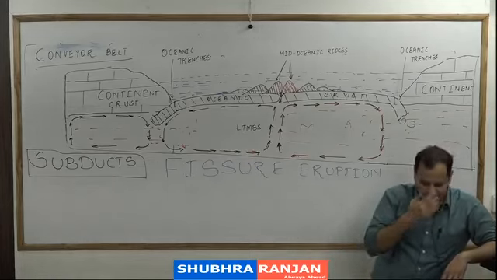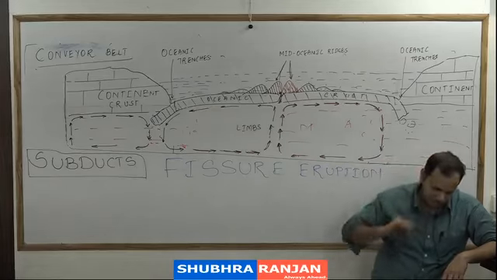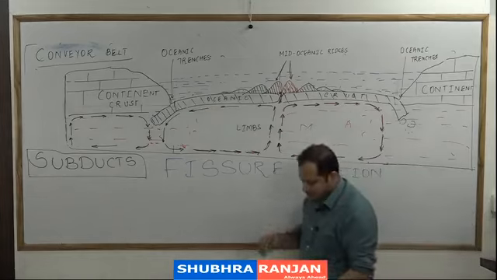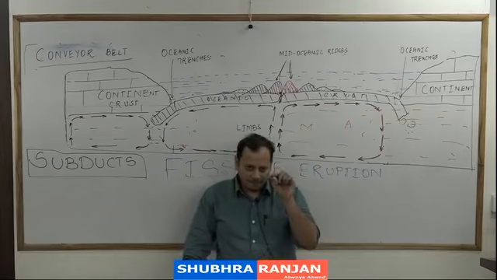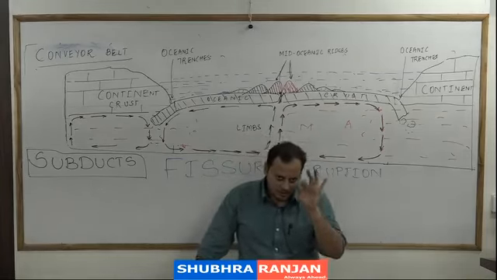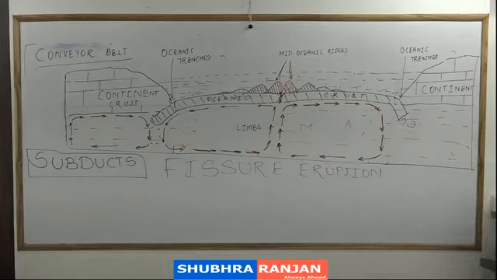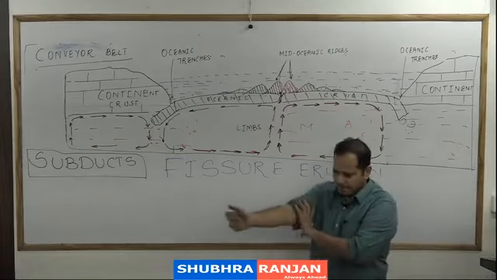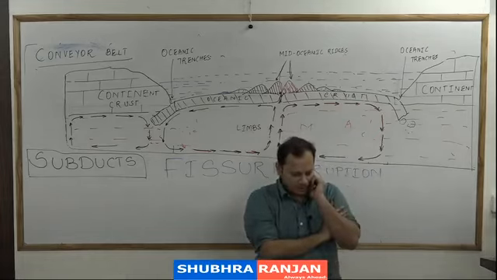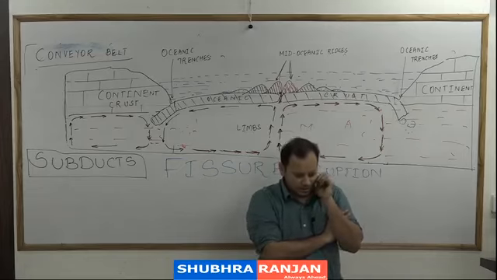Next evidence. According to the conventional theories, the age of the continental crust and the oceanic crust should be the same.